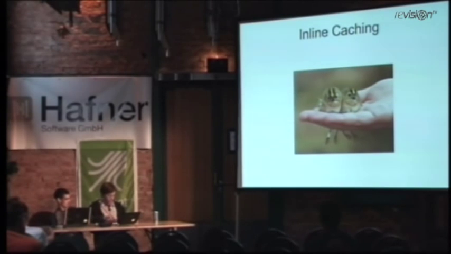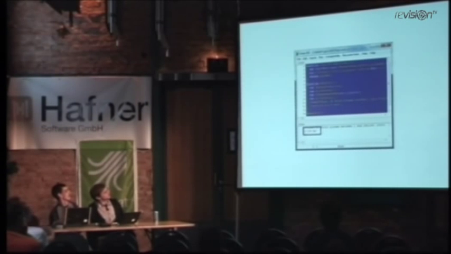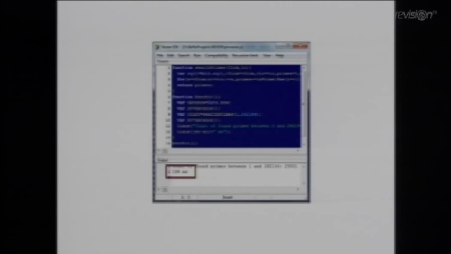So, BESEN as seen by others, but first we will show you some screenshots of a performance test. It's a simple prime number generator, I think, was it? Yeah, it's finding primes. And this first screenshot you see is the BESEN IDE itself. And you can see it took 138 milliseconds to find this amount of prime numbers.